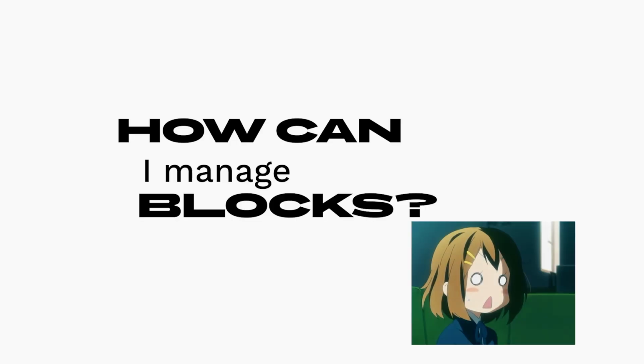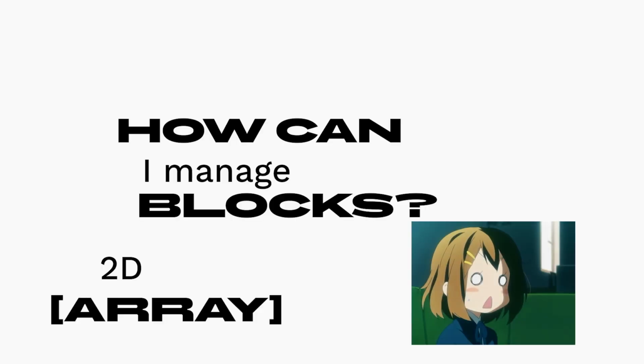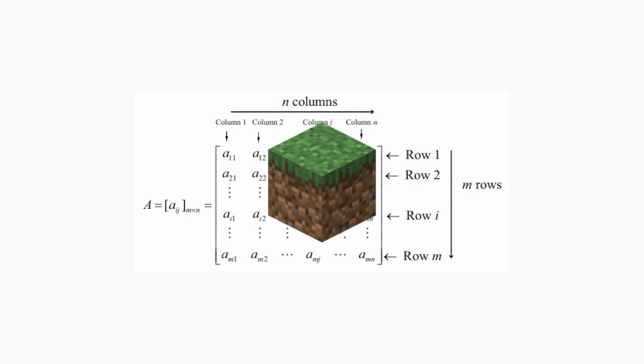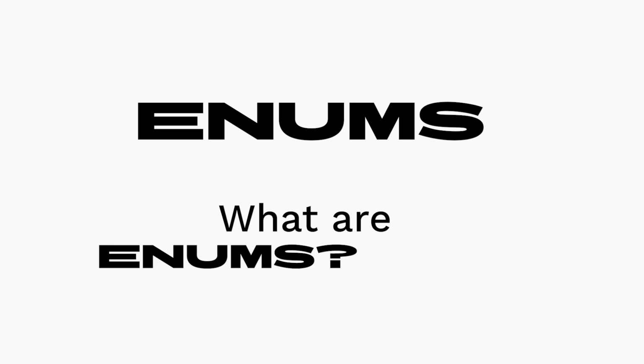After that, the first question is, how can I manage blocks? Well, everyone's approach is different, but I did it using a 2D array. What's a 2D array? It's basically like a matrix of rows and columns, so each element holds a value. In this case, blocks. We would give these blocks each value using enums. What are enums? Enums are basically ways to assign values to names. Right now we just have a 2D array with values. I don't think that's a game.